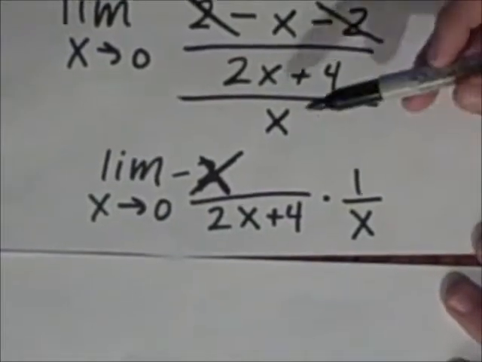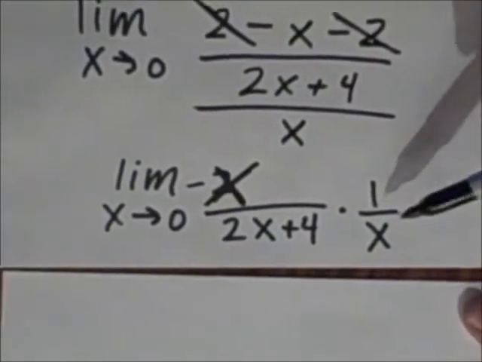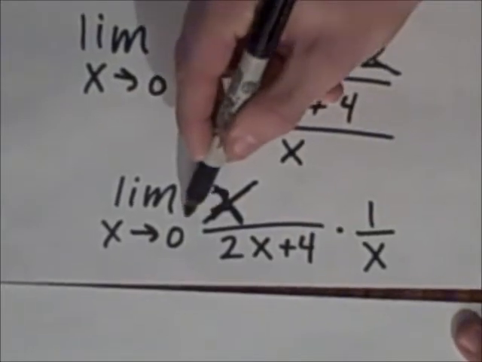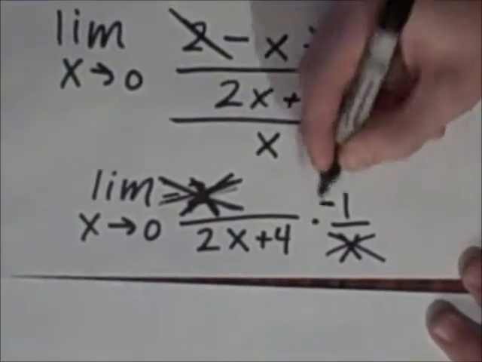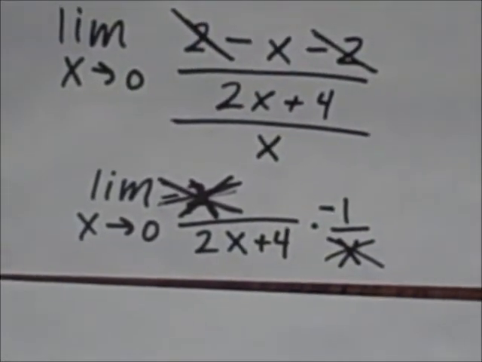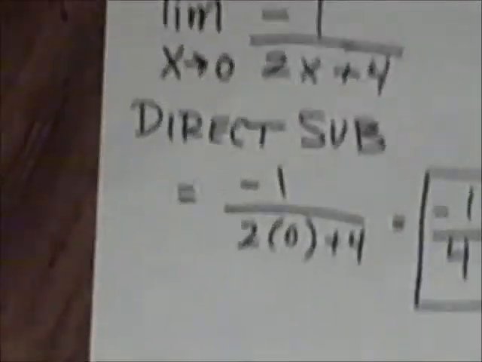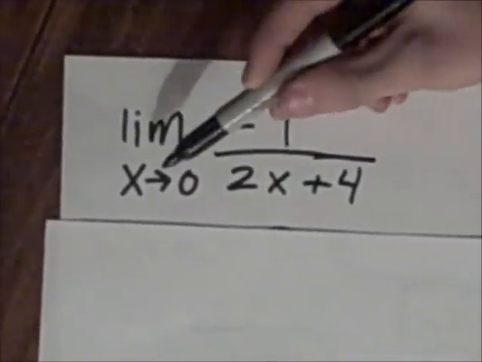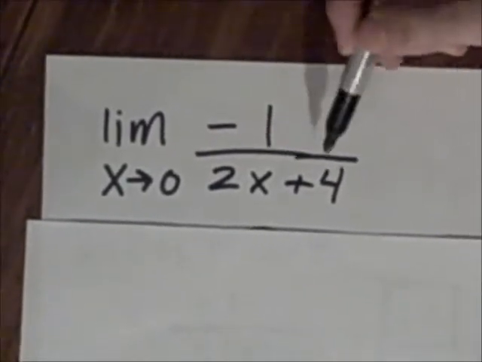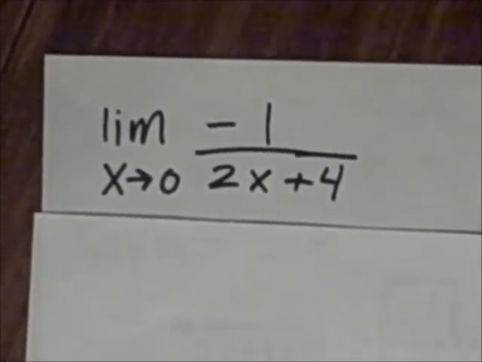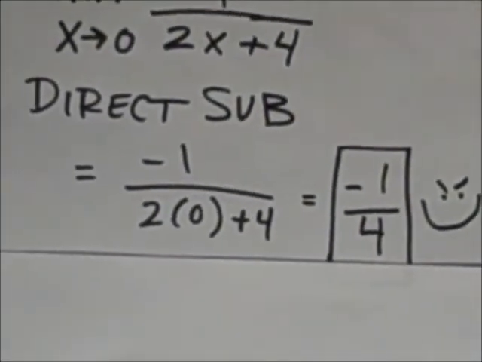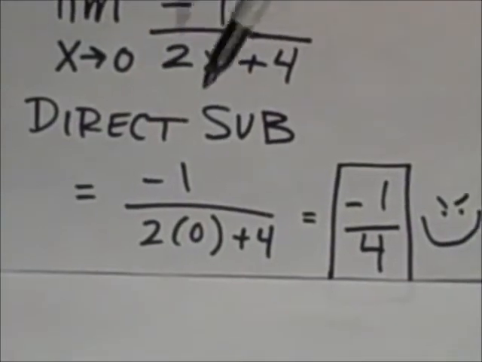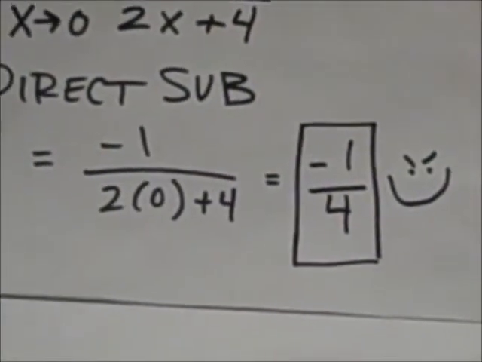So since we're dividing by x, we'll multiply by the reciprocal, 1 over x. So this negative x and this x cancel, but we must remain with the negative. So as we go on, we still now have, as x approaches 0, the limit of negative 1 over 2x plus 4. And at this point, we go back to our first technique, direct substitution, and as we substitute in 0 for the x, we end up with negative 1/4, which is good.